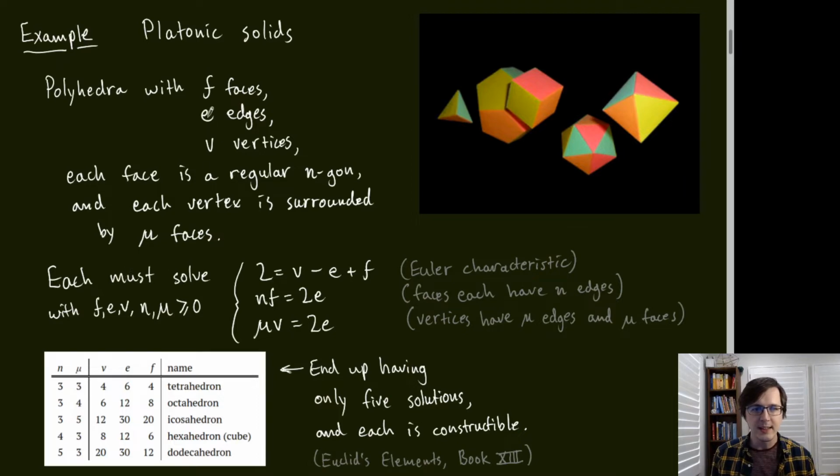Then all 5 of these variables must solve a few equations. One is an inequality, that they're all non-negative integers. And then there are these 3 equations. The first one is a nice result from topology: if you take the number of vertices minus the edges plus the number of faces, for a polyhedron that's sort of sphere-like, then it's 2, and that's called the Euler characteristic.